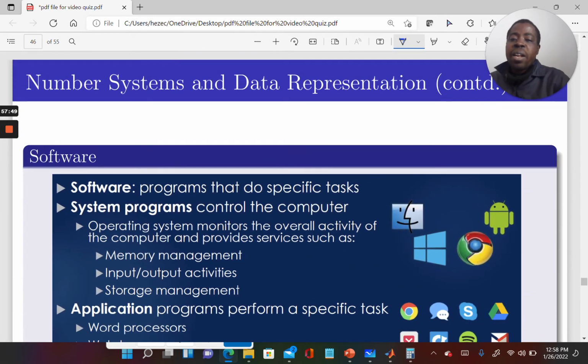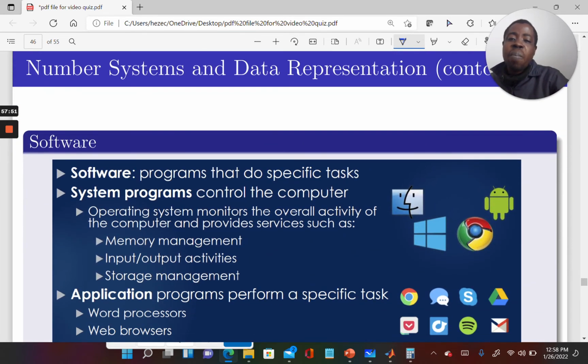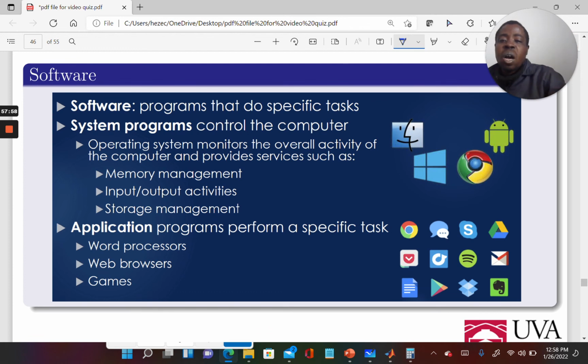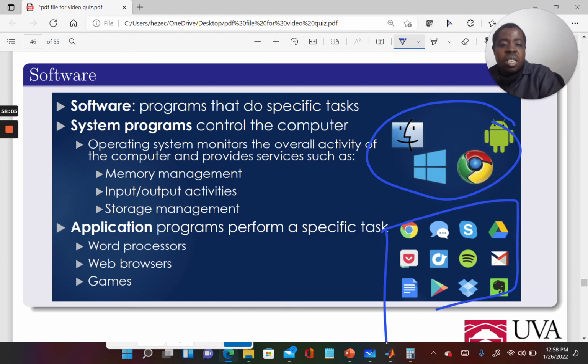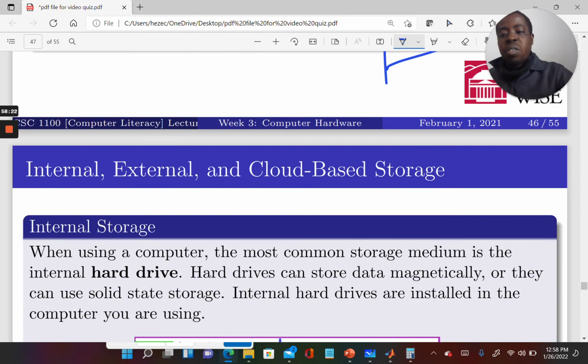So software, programs that do something. I've talked about application software and system software. Operating systems like your Mac OS are your OS, but all these ones here are application programs, like your web browser, Skype, Google Drive, App Store, games, and word processors. All these are application programs.